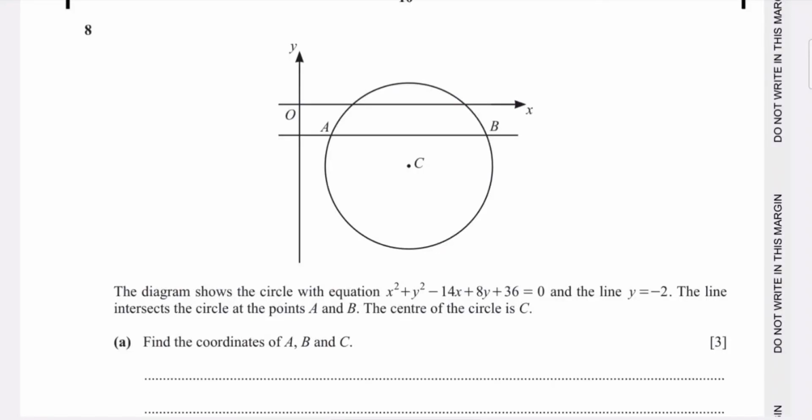Question 8 is saying the diagram shows the circle with equation x squared plus y squared minus 14x plus 8y plus 36 equals 0, and the line y equals minus 2. The line intersects the circle at the points A and B, and the center of the circle is C. Then part A says find the coordinates of A, B, and C.